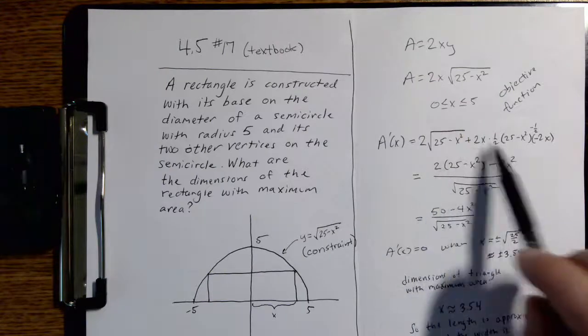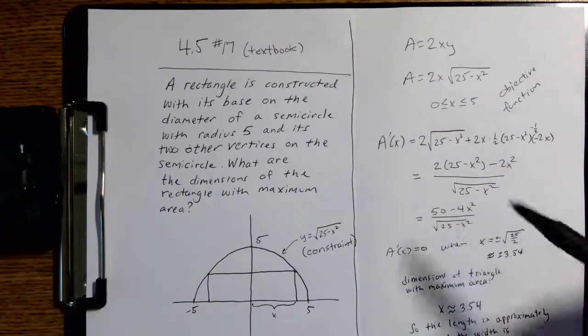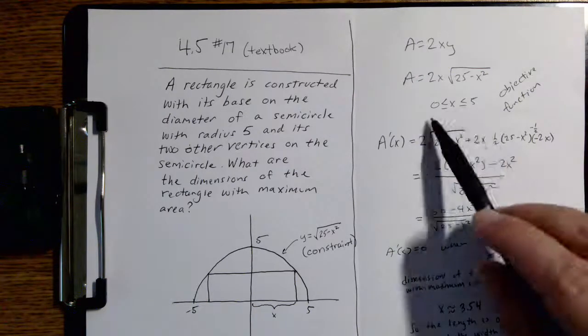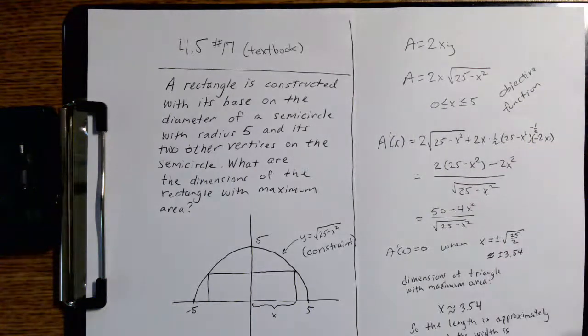Now you can go back and check that, we're really looking for the absolute maximum, right? The absolute maximum area. Remember, in our approach to finding absolute extrema, we consider any critical points, and we also consider the endpoints. Well, at the endpoints, we get an area of 0. This does not give us an area of 0. So that is going to be our absolute maximum.